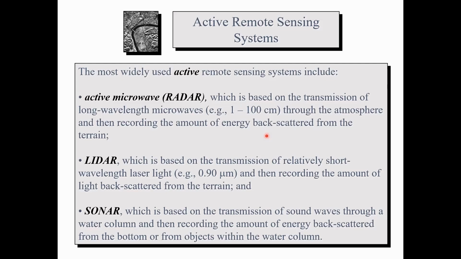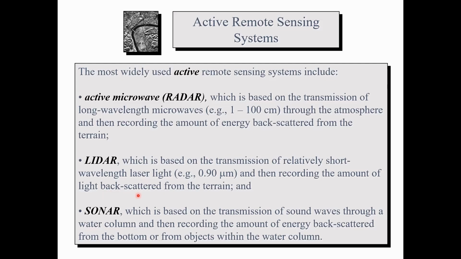The other is LiDAR. LiDAR is the other active remote sensing system that's commonly used. It is based on the transmission of a relatively short wavelength laser light, which is about 0.9 micrometers. This symbol stands for micrometers. And then the recording of the energy that is backscattered is done. So LiDAR, I think, has been done for the Albert region for oil mining or prospecting. So LiDAR is also another type of remote sensing system.